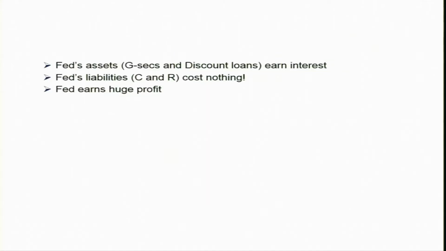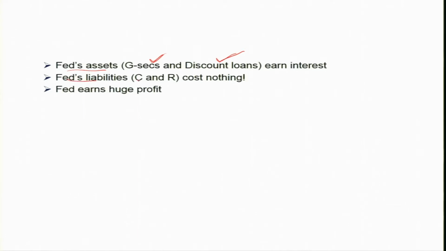From the balance sheet, what we can see is that in the Fed's assets, that means government securities and discount loans, both earn interest income, right. From the government securities held by the central bank, they periodically get interest income. The second one is when they lend to the commercial banks, the banking system, they also get interest income.